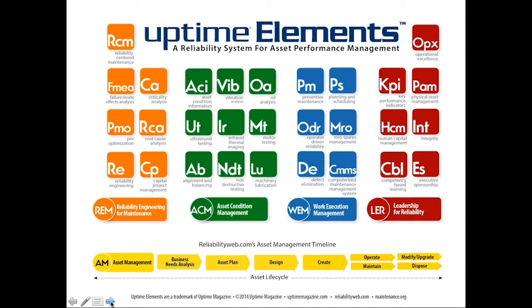So as I mentioned, this is the framework, Uptime Elements, a reliability framework for asset performance management. It's basically organized into 4 what we call knowledge domains: reliability engineering for maintenance in the orange, asset condition management in the green, work execution management in the blue, and leadership for reliability. At its simplest level, it's 29 elements, activities around reliability that you have to do well almost all the time to have good levels of asset performance.